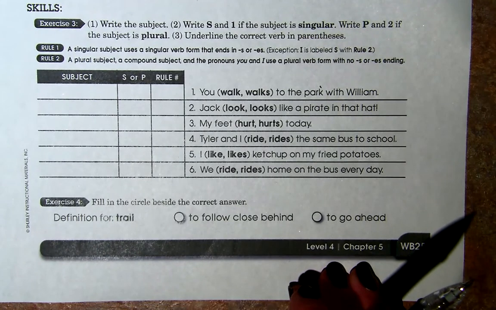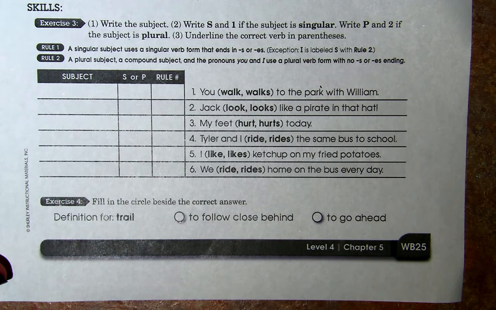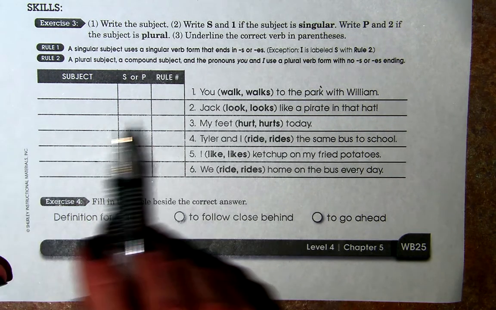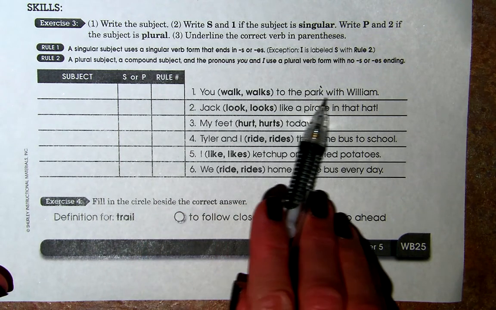The first thing you do in each sentence is to write the subject. So secondly, we're going to write S and 1 if the subject is singular, and P and 2 if the subject is plural. And we're going to underline the correct verb in the parentheses. So we have a few different things we have to do in order to follow all of the directions and complete this activity. So the first sentence says, you walk or walks to the park with William.